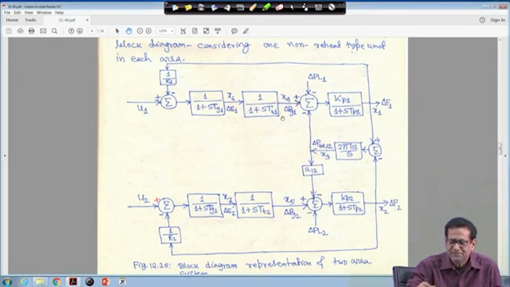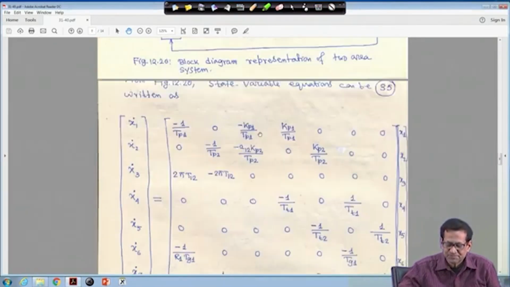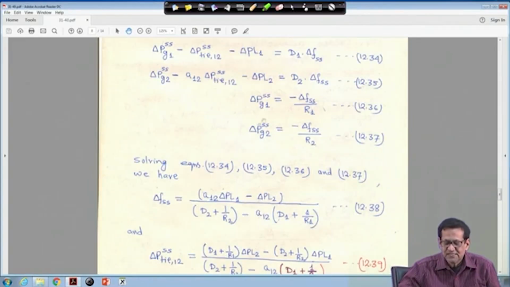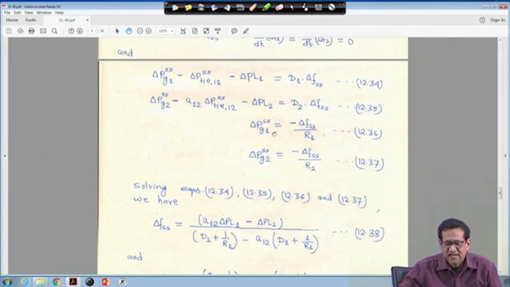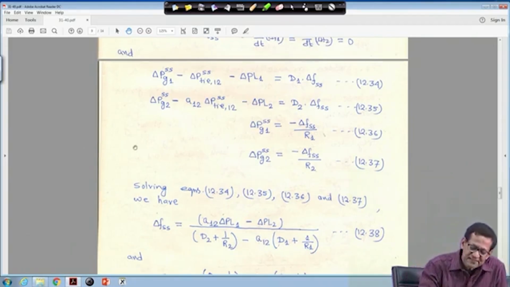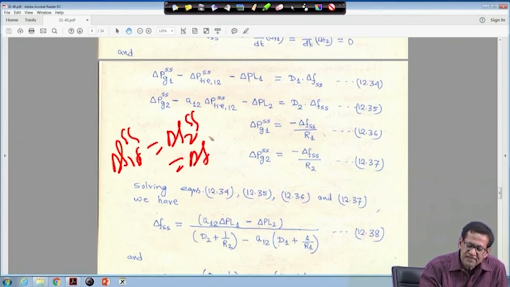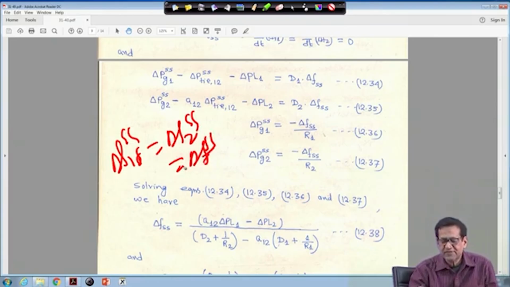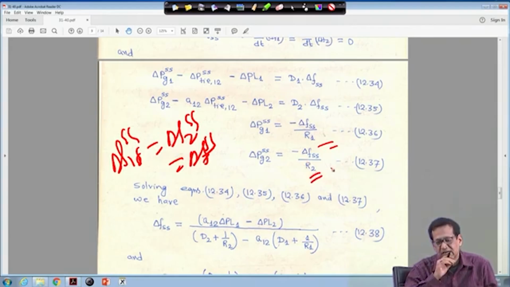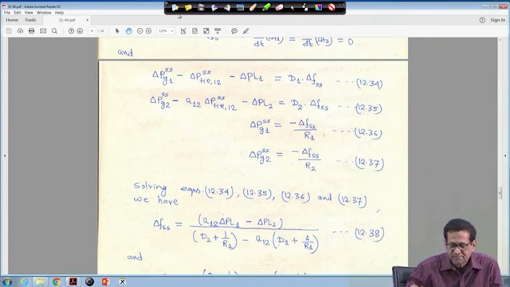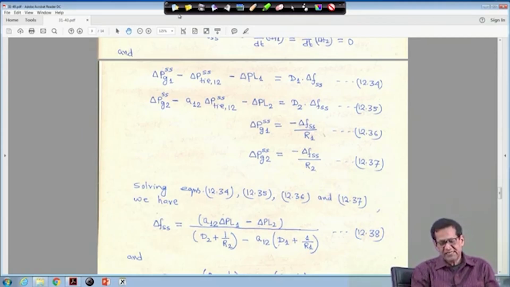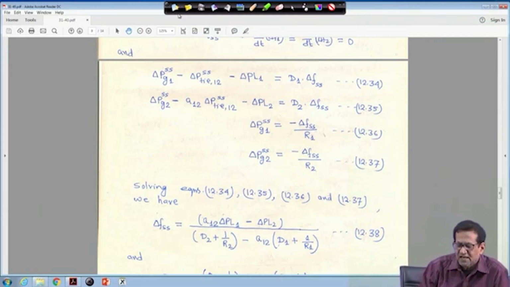So, that is why in this case delta Pg1 SS is equal to minus delta F SS upon R1, because at steady state delta F1 SS is equal to delta F2 SS is equal to delta F SS. So, that is why you have written minus delta F SS upon R1 and this is minus delta F SS upon R2.